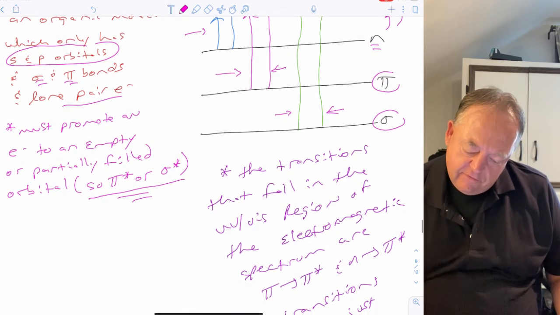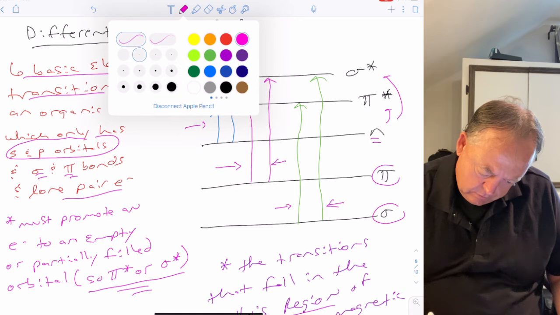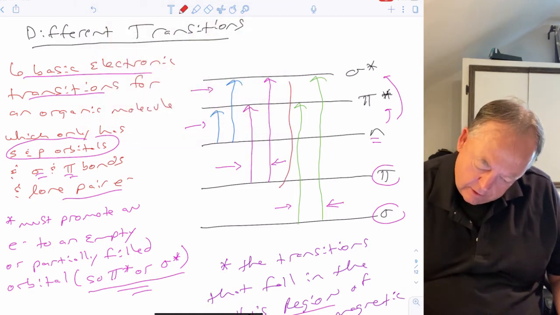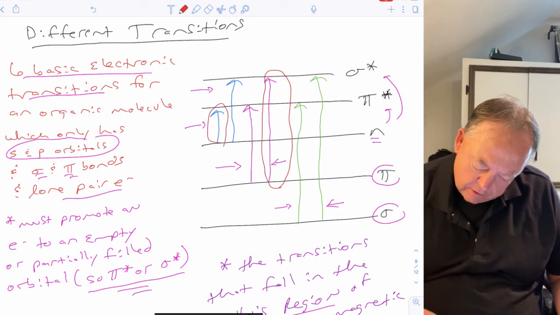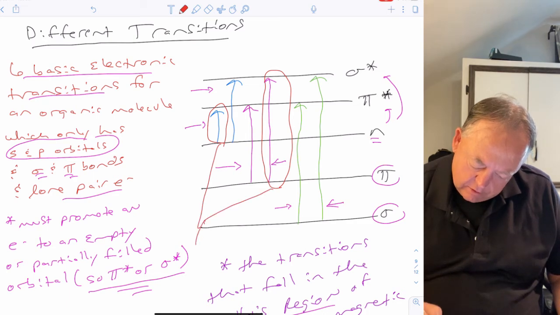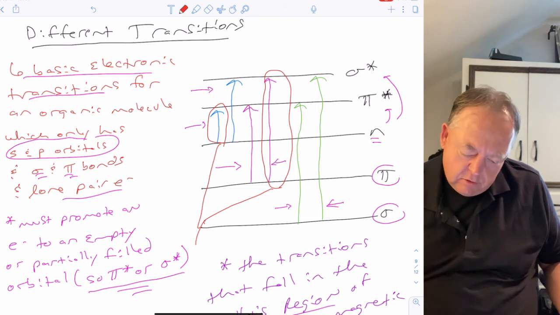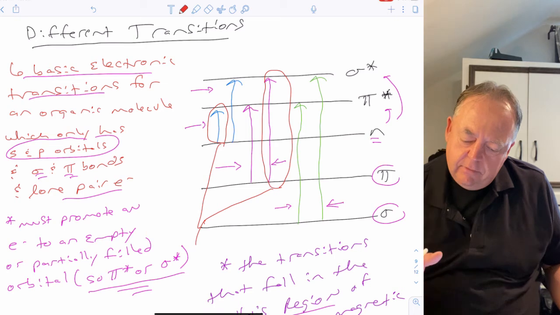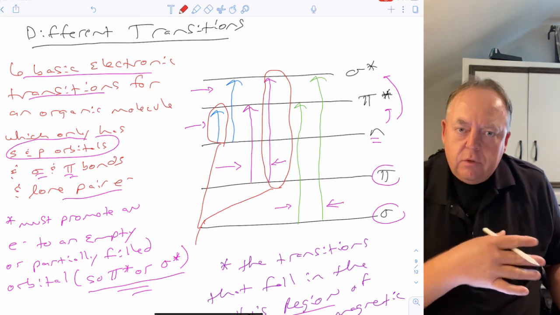But the transitions that fall in the UV Vis region of the spectrum are the pi to pi star, so that one, and N to pi star, that one. So those are the only 2 transitions that you would typically observe in the UV Vis spectrum, because the other absorptions require more energy. If they require more energy, that means shorter wavelength, so then you're out of the UV region and into the X-ray region.